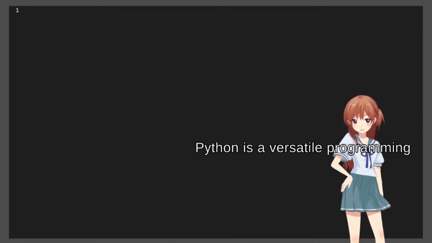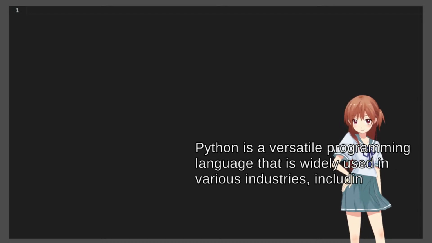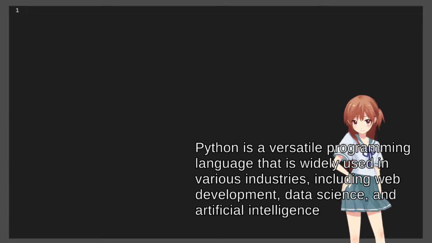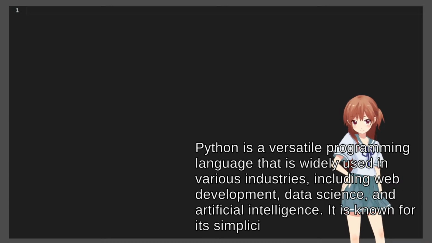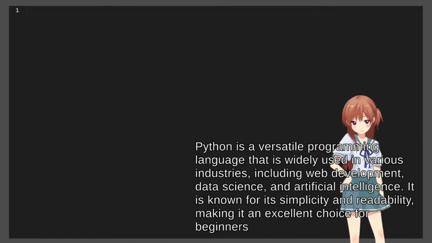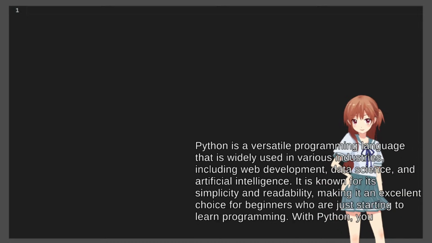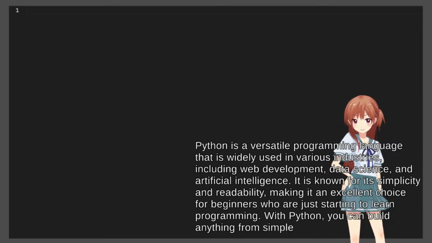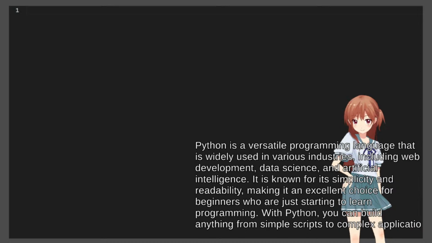Python is a versatile programming language that is widely used in various industries, including web development, data science, and artificial intelligence. It is known for its simplicity and readability, making it an excellent choice for beginners who are just starting to learn programming. With Python, you can build anything from simple scripts to complex applications, and I am here to help you get started on your journey.